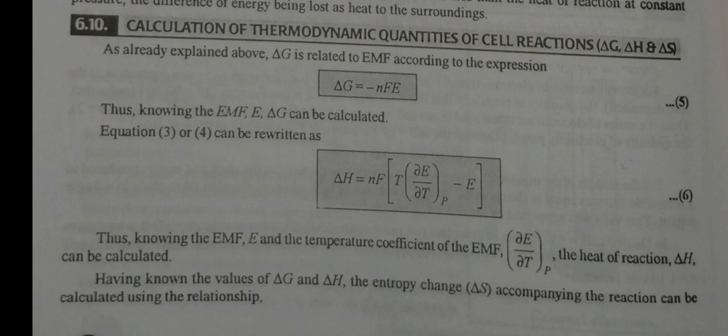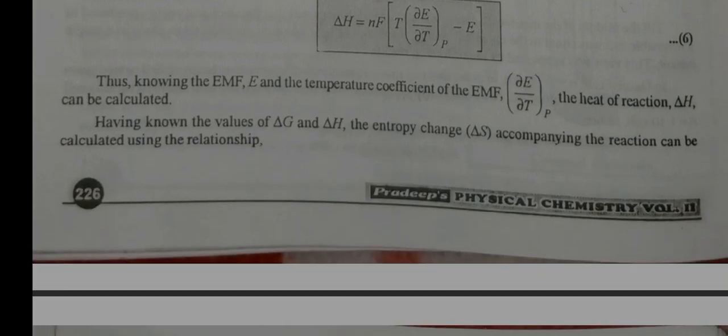Equation 3 or 4 may be written as ΔH = nF[T(∂E/∂T) at constant P - E], which is equation number 6. Thus, knowing the EMF E and the temperature coefficient of the EMF, ∂E/∂T at constant P, the heat of reaction ΔH can be calculated.